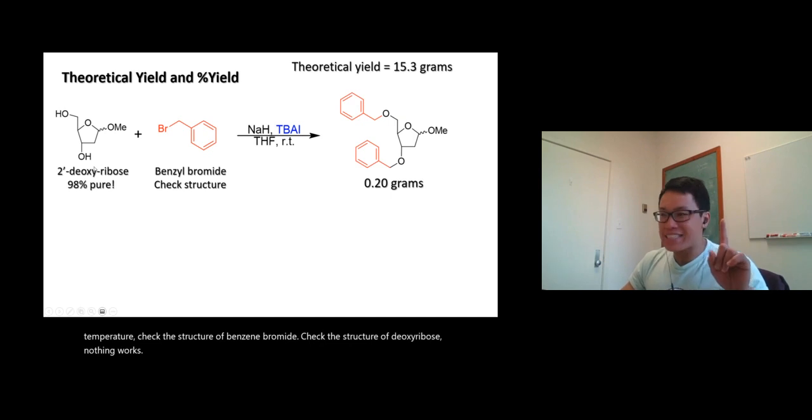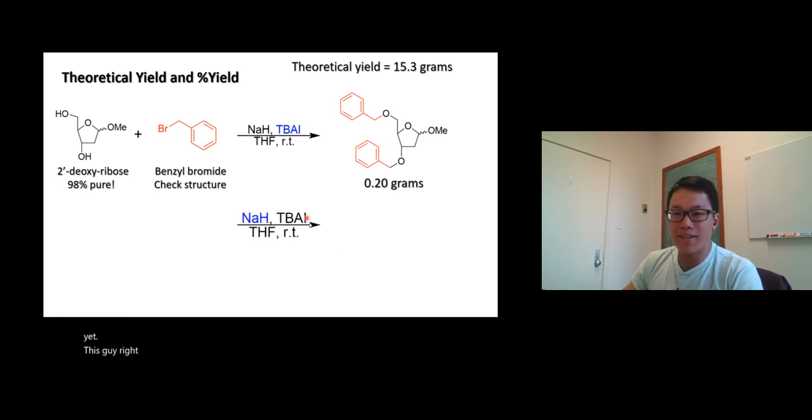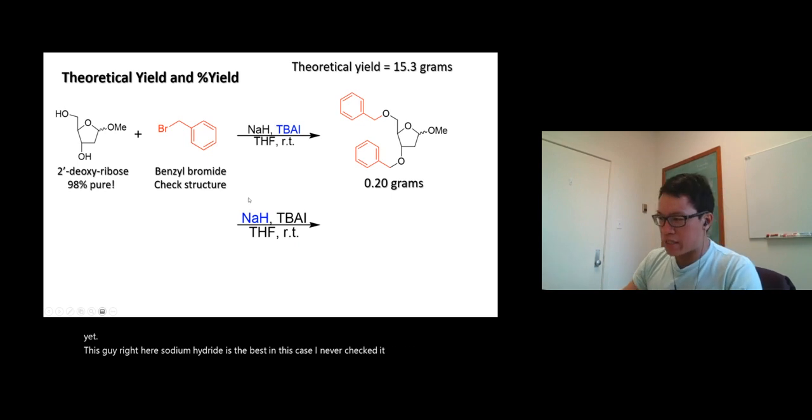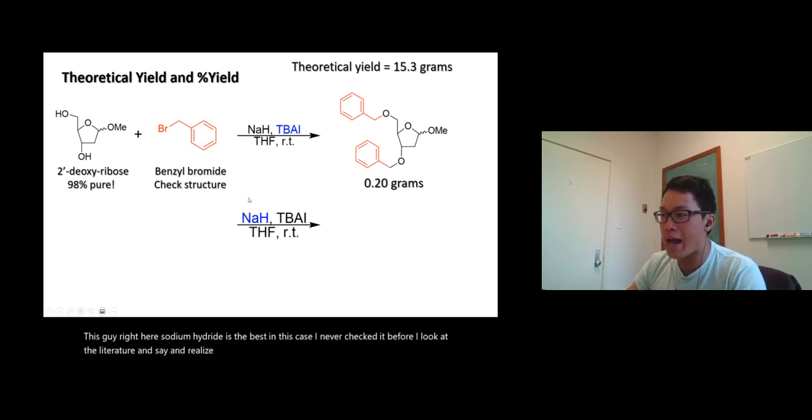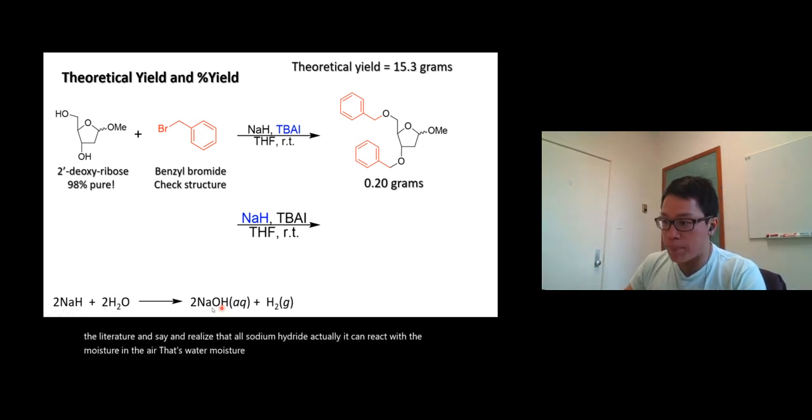Anyone here knows? There's one more thing, one last thing I haven't checked yet. This guy right here, sodium hydride. It's a base in this case. I never checked it before. I looked up the literature and realized that sodium hydride can react with the moisture in the air. That's water, moisture in the air, and turns into sodium hydroxide and hydrogen gas. And sodium hydroxide is not like sodium hydride at all. Much less basic than sodium hydride.